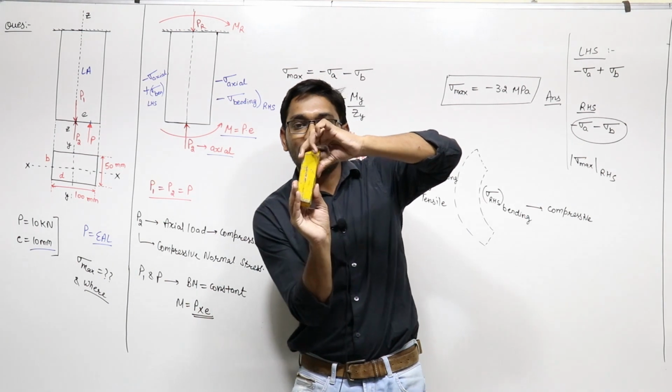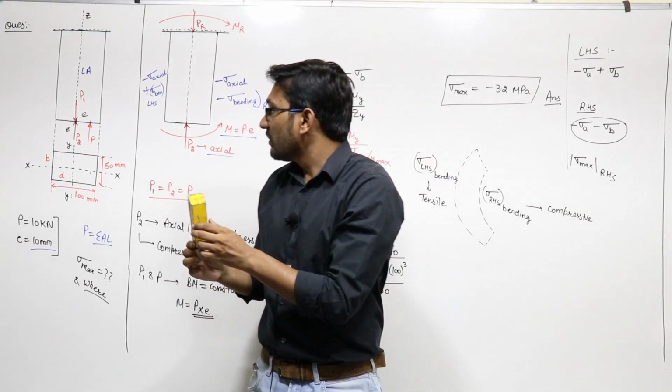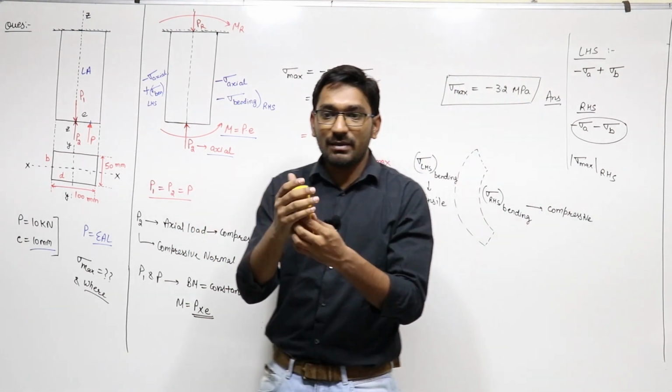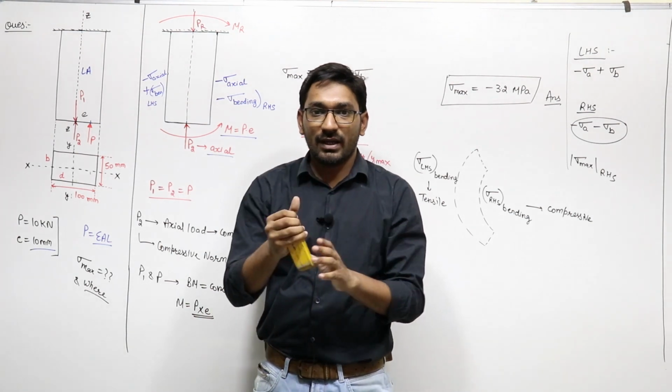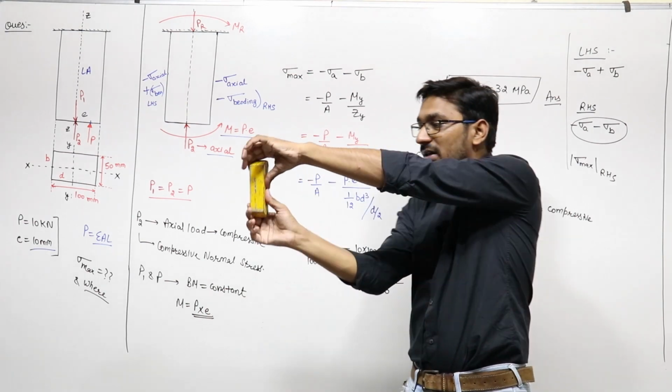Now I am bending it like this, right? Now this bending moment will try to bend the beam in this plane, in this front plane. The bending moment will be like this.